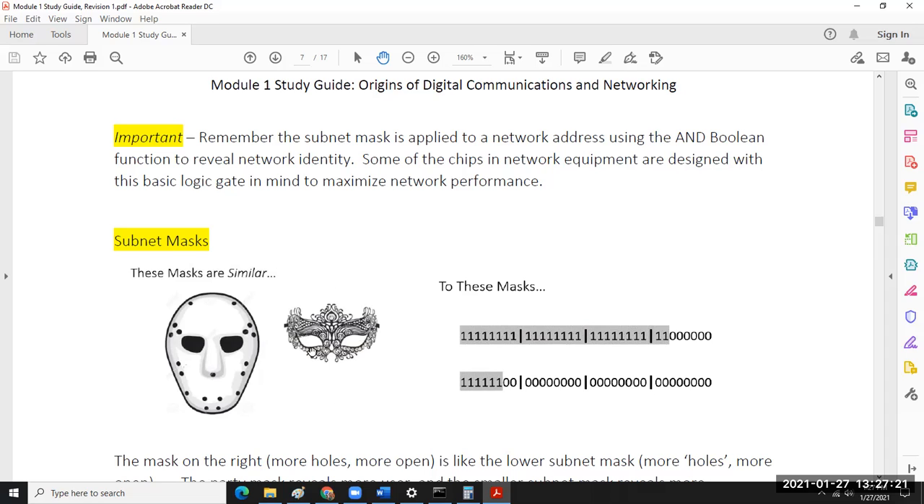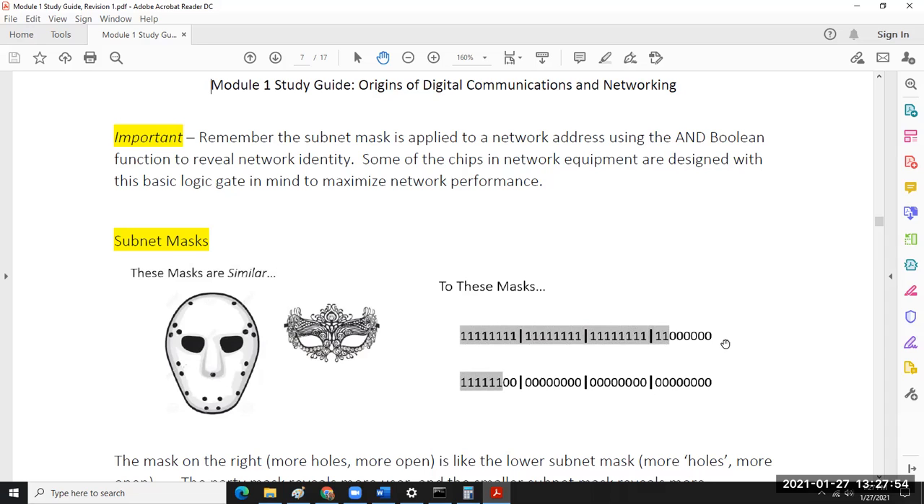There's so many holes, the only thing it covers are your eyebrows and part of your nose, right? This mask, on the other hand, is mostly covered. And there's very few holes. That's like this subnet mask. What am I saying? I'm saying that when you have a very large subnet mask with very many ones, you have a much smaller network with fewer numbers of users possible.